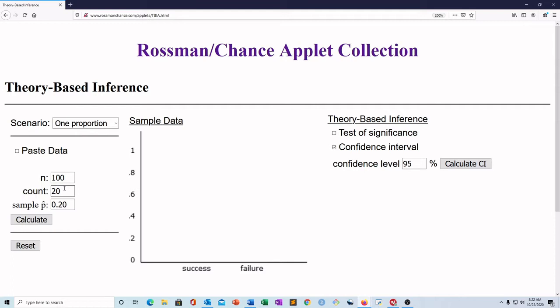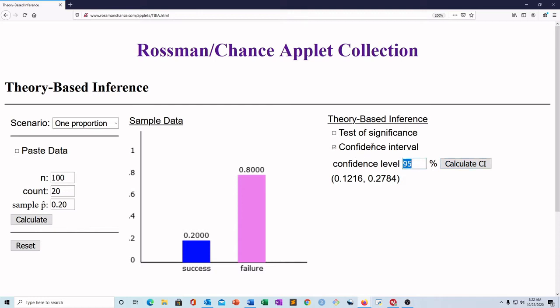have. If I instead say there were 20 successes in the prom, you put that in here. If instead I say the statistic's 20%, you can fill that box in. And then you just hit calculate, and you've got your confidence interval. So you can copy that into the work that you're doing.